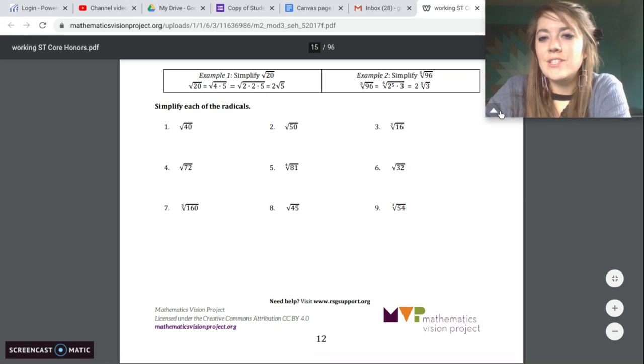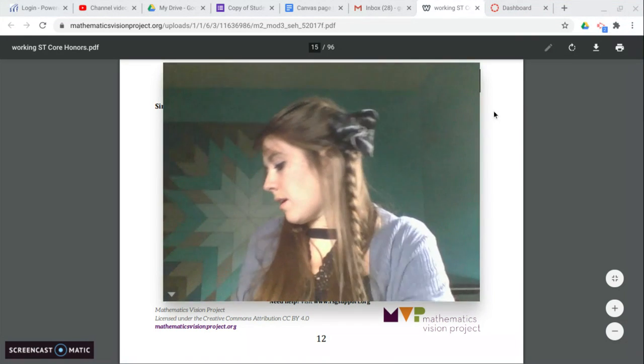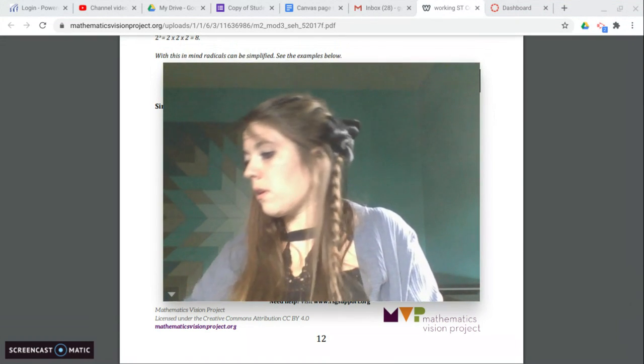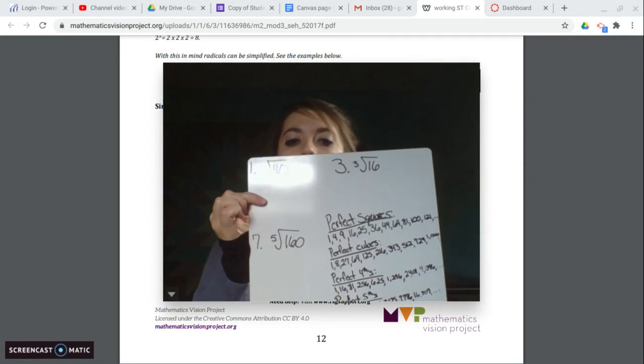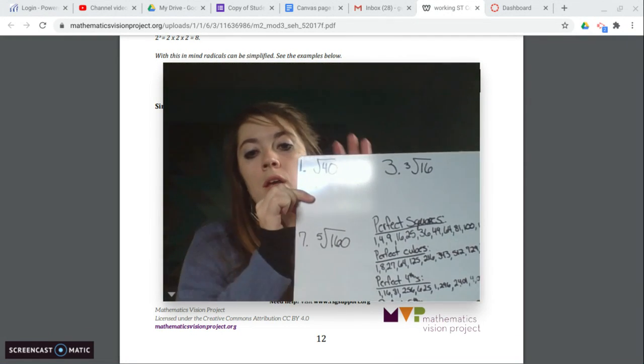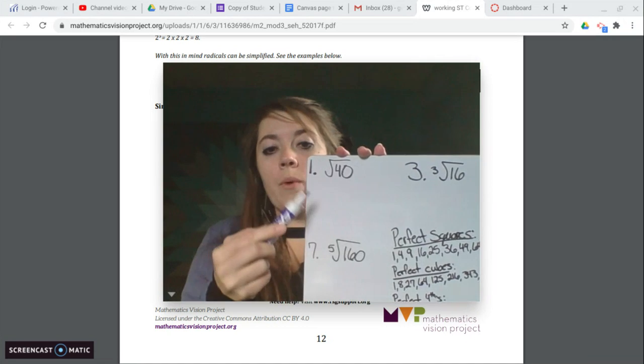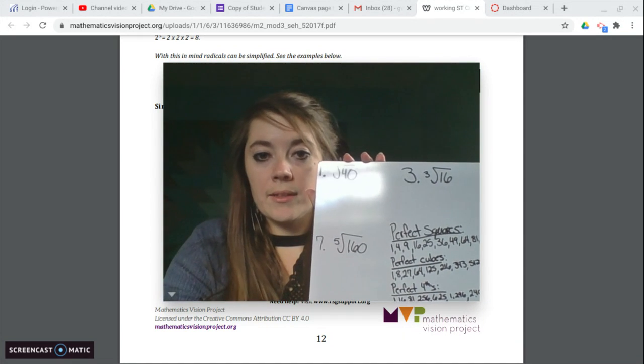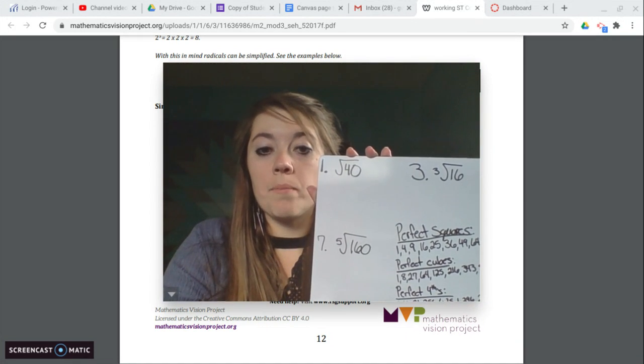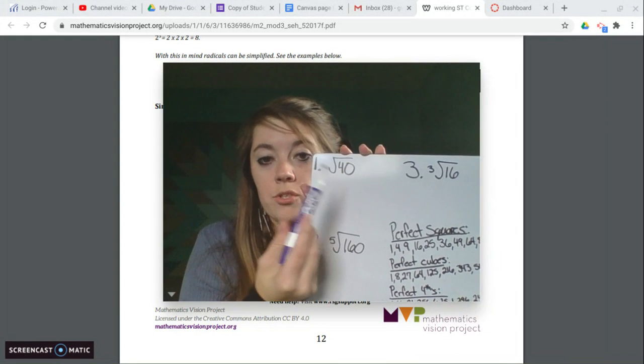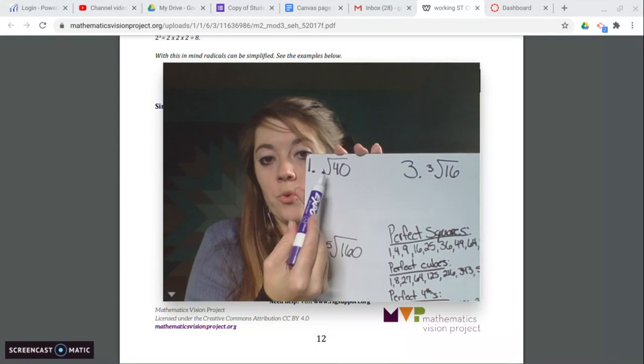So we're going to look at a few of these and go through a few different ways to answer them. So we have the square root of 40. Now, how I like to think about it is, what is a perfect square that goes into 40, since we're dealing with the square root?